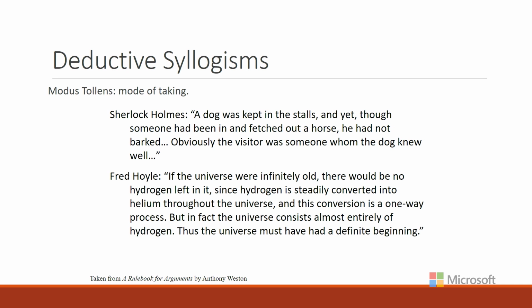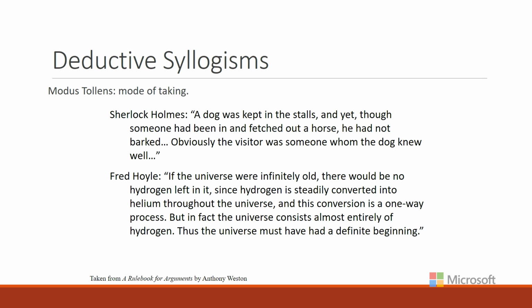A dog was kept in the stalls, and yet, though someone had been in and fetched out a horse, he had not barked. Obviously, the visitor was someone whom the dog knew well. That is a modus tollens argument. It's the mode of denying. You can actually pull out the premises here and stick it in that logical structure, in that form, and see how it is a modus tollens. In fact, if you want to pause your video, try to do that. Try to pull out the premises of Holmes's argument and put it in a modus tollens form from the previous slide. See if you can do that.